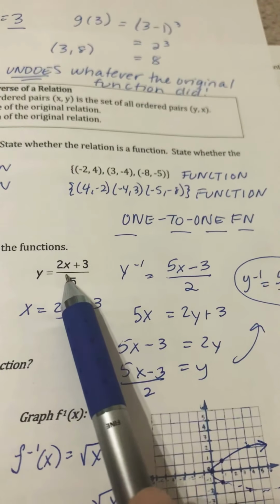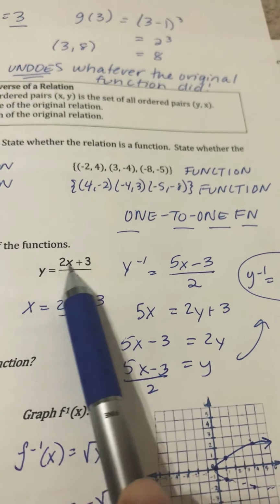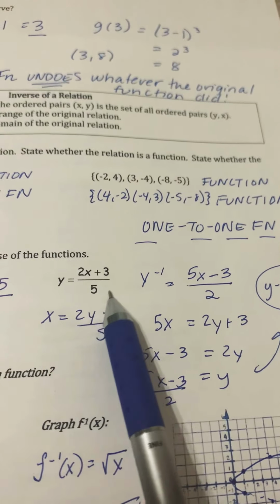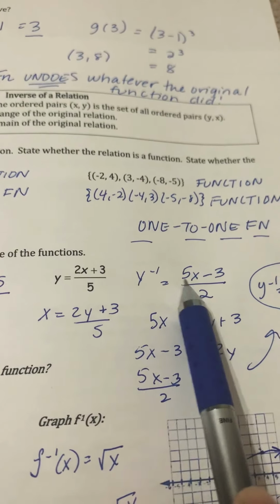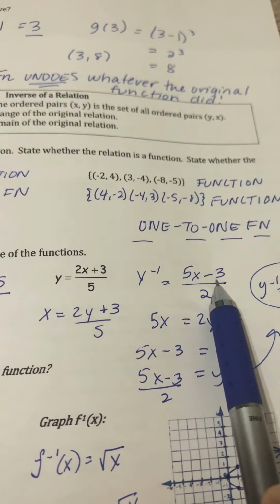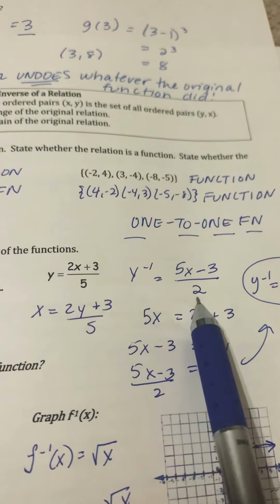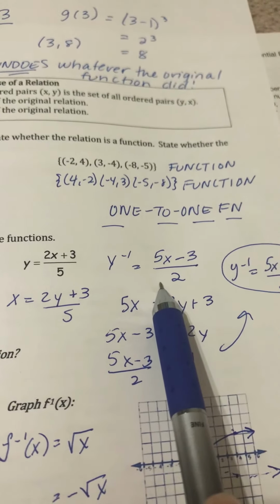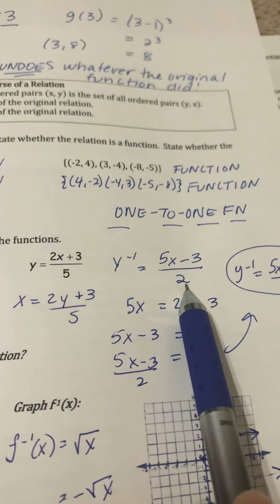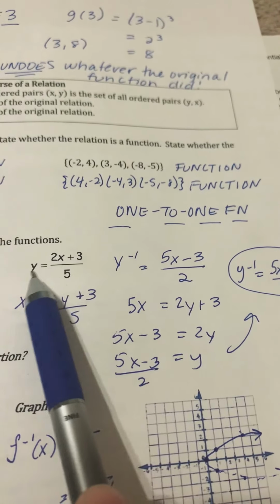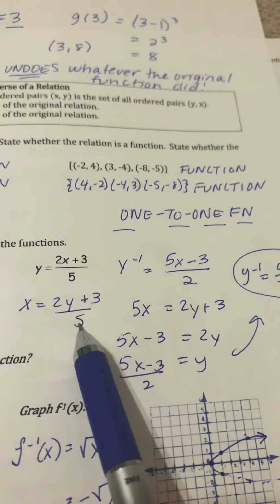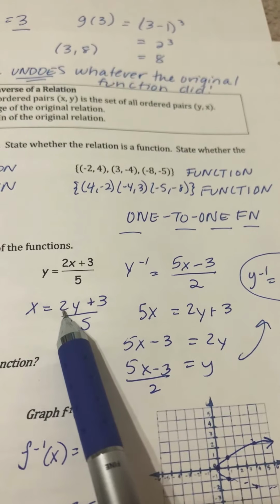So once again, we have a function here. We're going to multiply by 2, add 3, divide by 5. So to get rid of dividing by 5, we multiply by 5. To get rid of adding 3, we subtract 3. And since this was first, then lastly, we divide by 2. You can do this if you want, but if you can't think of it like that, then switch your x and y and solve for y. Get rid of the 5, get rid of the 3, and get rid of the 2.